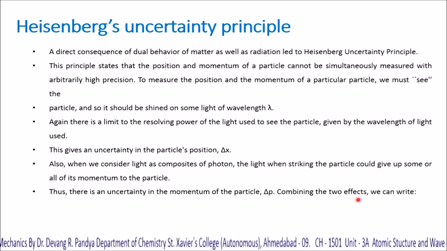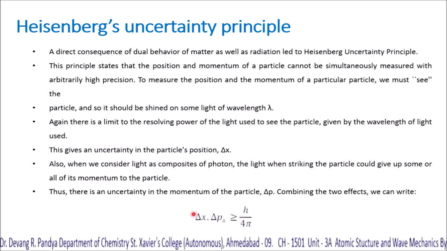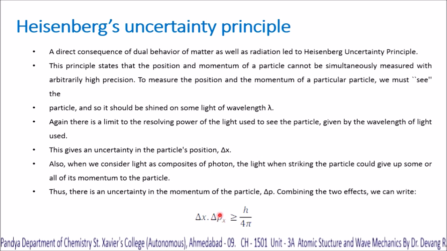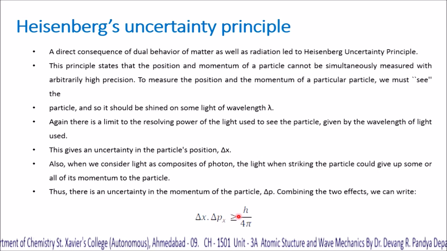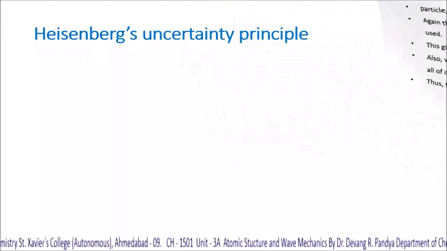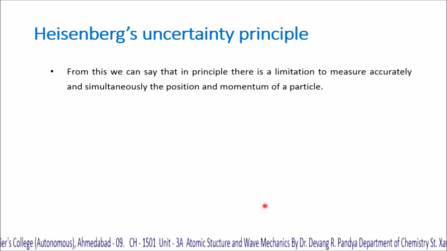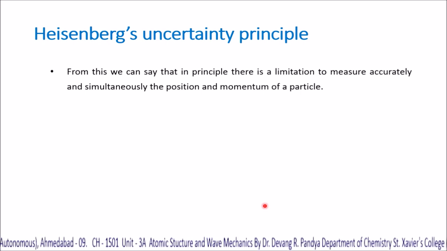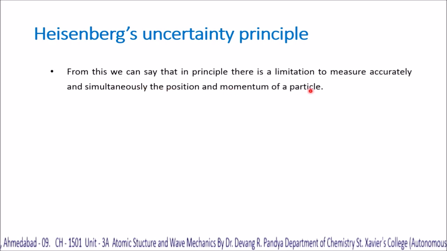Combining the two effects, we can write that delta x, the position uncertainty, and delta px, the momentum in direction x of the particle, is greater than or equal to h upon 4 pi. From this we can say that in principle there is a limitation to measuring accurately and simultaneously the position and momentum of a particle.